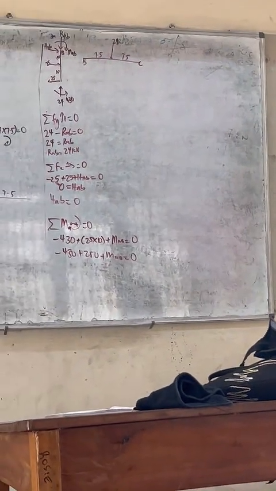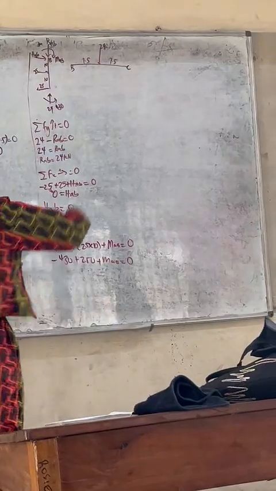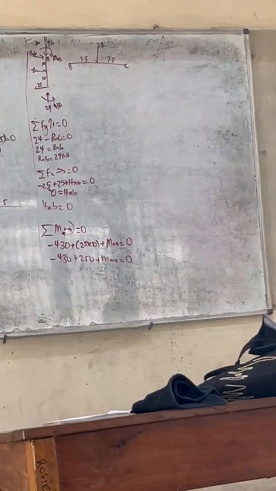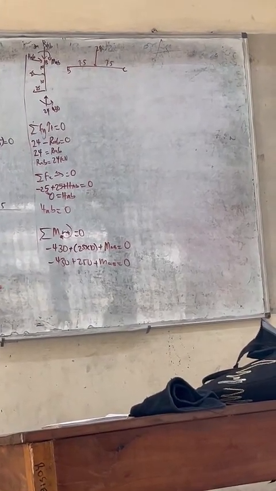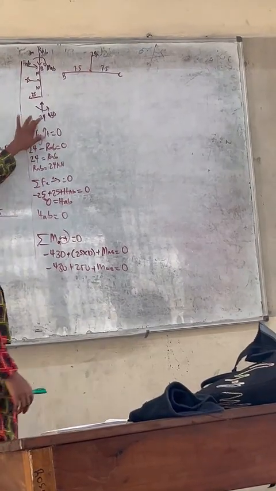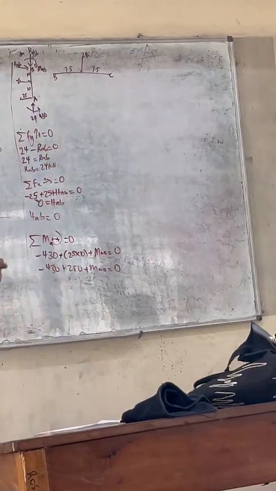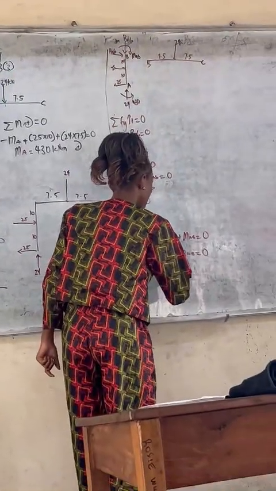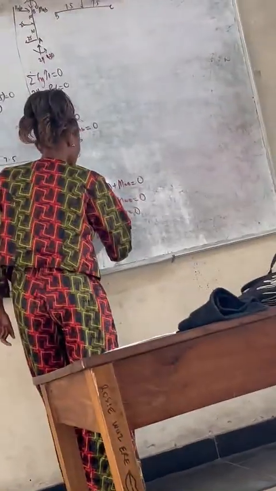This 25 is not acting because we are taking moments at point A. The only thing that acts when you are taking a moment about a point is the moment about that point. Every other reaction will not act. R24 and 25 are not going to act because they are at point A. There is no distance we are multiplying by. So minus 430 plus 250 equals minus 180, plus M_AB equals 0. So our M_AB is equal to 180.